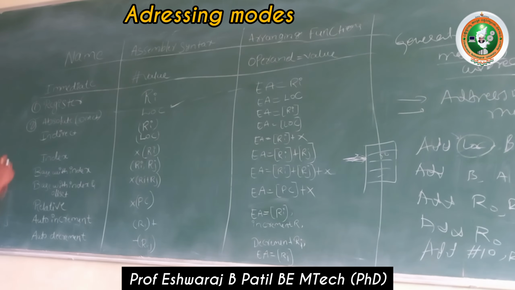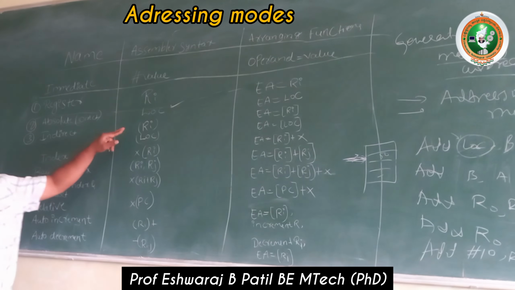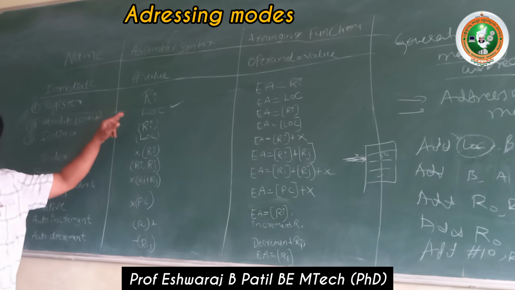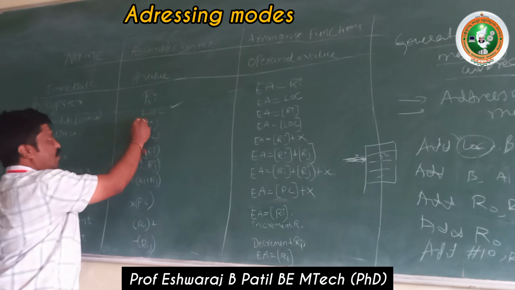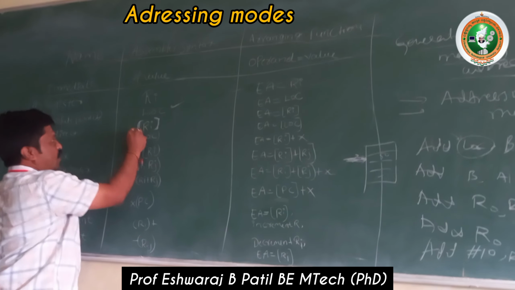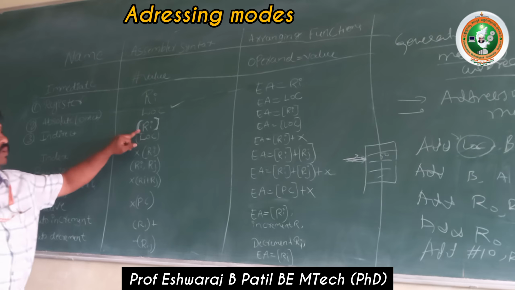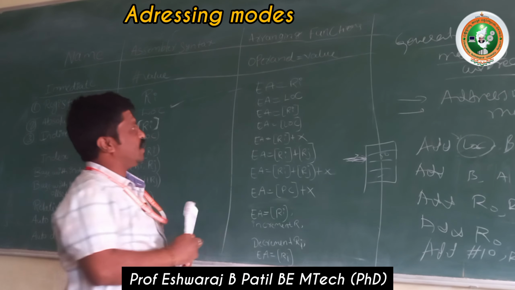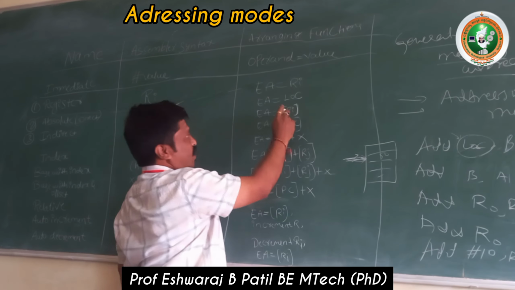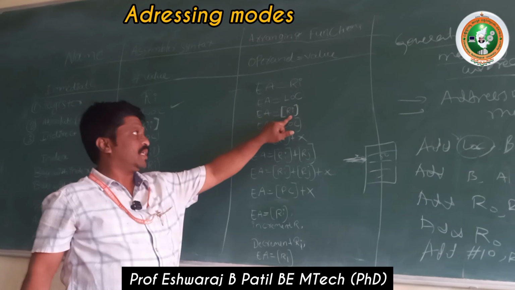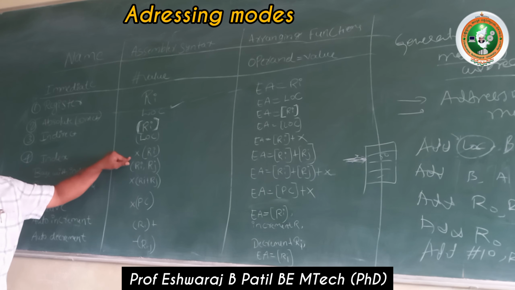Then next is the indirect addressing mode. It is the same as the register addressing mode, but indirectly we are sending the value within the braces. If you have a register within braces, we can say it is the indirect addressing mode. Here the effective address is the register RI within square braces.